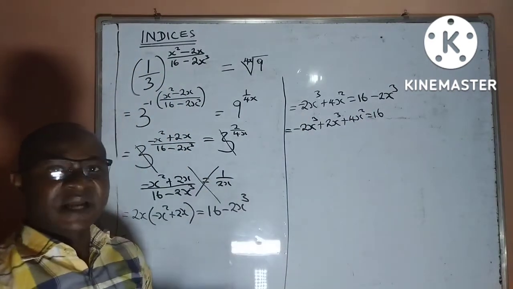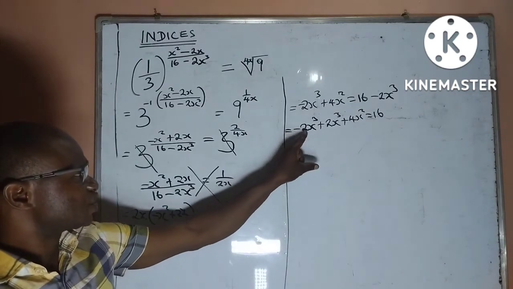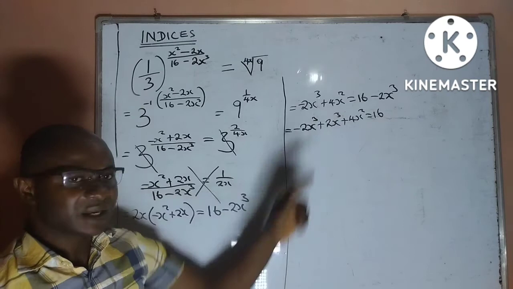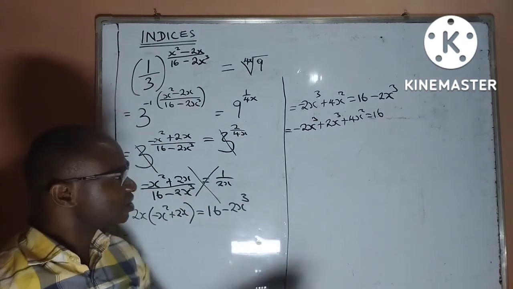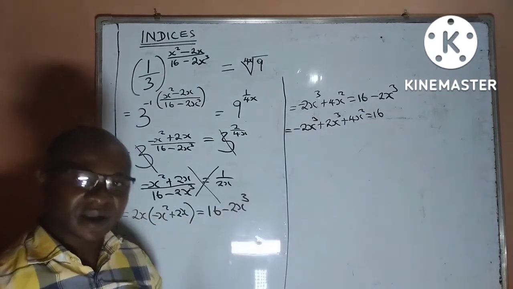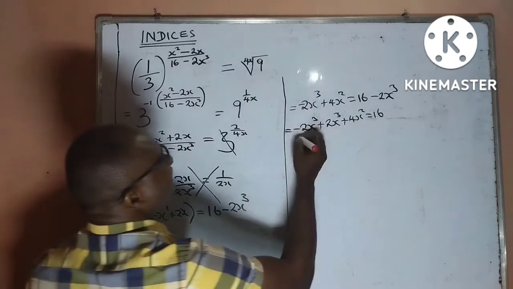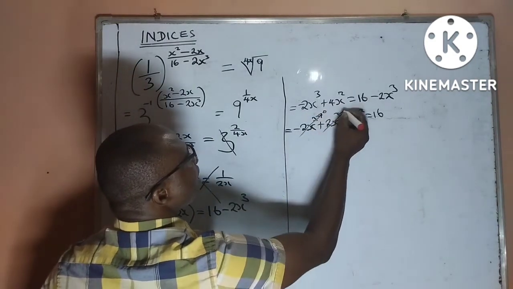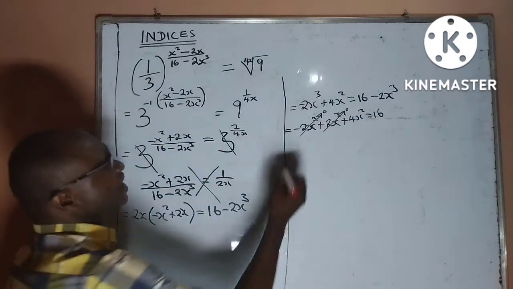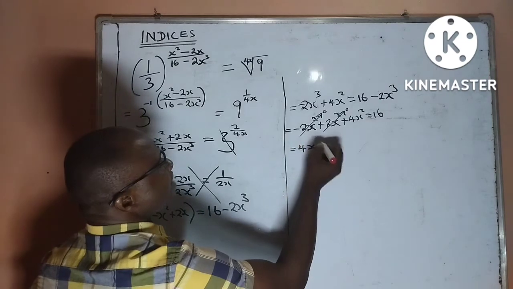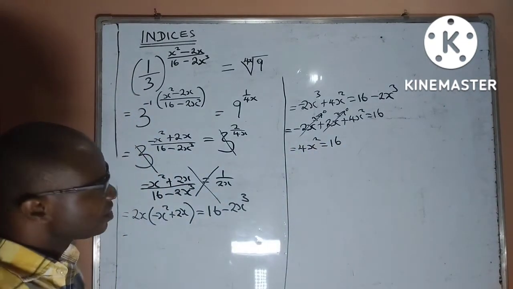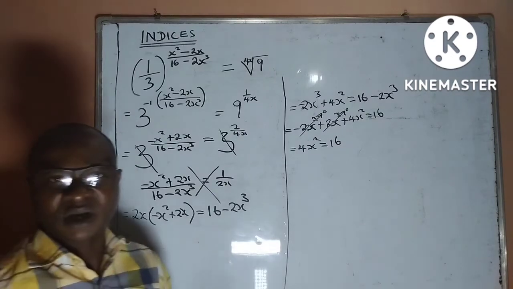See with me that here I have minus 2x raised to the power 3 and I have plus 2x raised to the power 3. Both of them will cancel out. It's just like saying 2x raised to the power 3 minus 2x raised to the power 3 equal to 0. So we cancel it out. This becomes 0. What I am left with by the left hand side is 4x raised to the power 2 equal to 16 by the right. Beautiful. We are almost done.